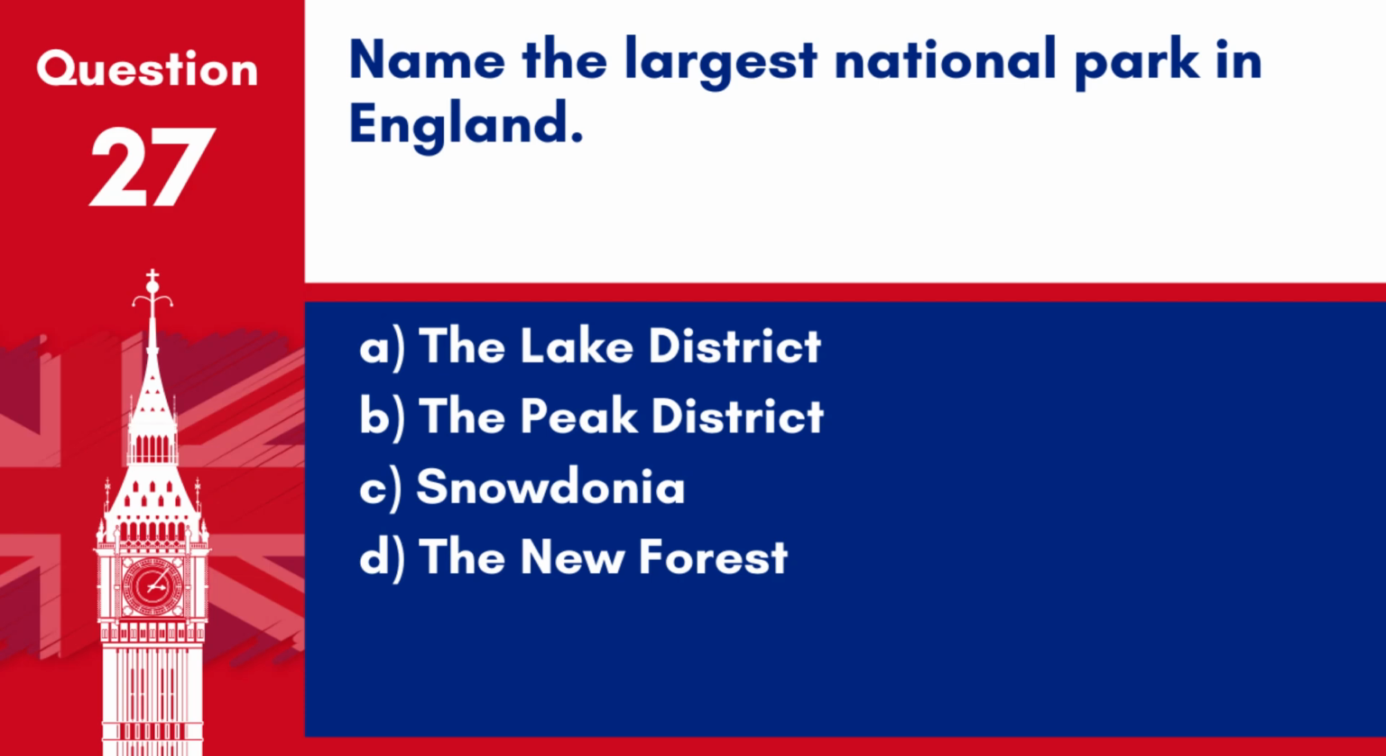Question 27. Name the largest national park in England. A. The Lake District. B. The Peak District. C. Snowdonia. D. The New Forest. Answer: A. The Lake District. The Lake District is the largest national park in England, known for its lakes, forests, and mountains.